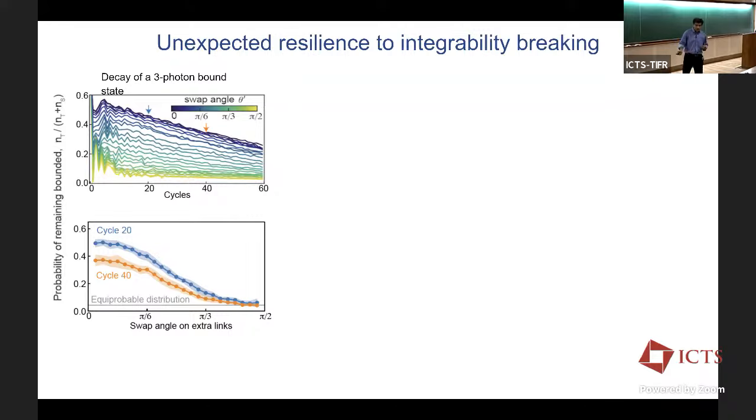Now the horizontal axis is the strength of perturbation. To perturbations which are very sizable, the bound states stay together. This is just two cuts into this data. And then they break down, but they are not coming down very quickly. They have a very robust resilience to this integrability-breaking perturbation.